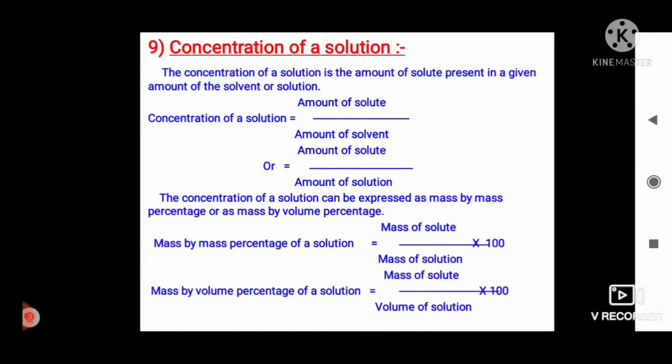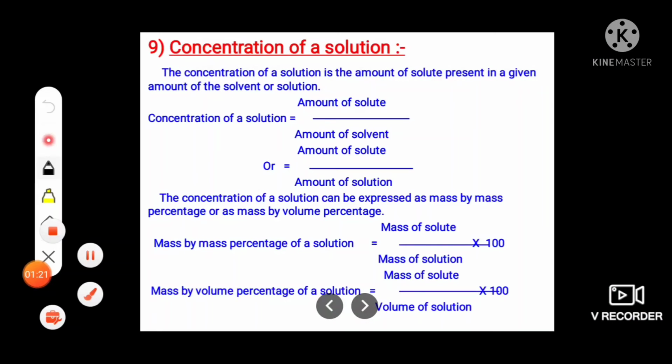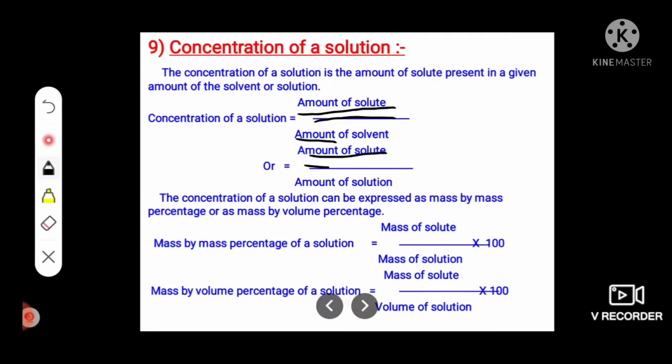Then what is meant by concentration of a solution? By definition, the concentration of a solution is the amount of solute present in a given amount of the solvent or solution. And the mathematical expression for calculating concentration of a solution equals amount of solute divided by amount of solvent, or amount of solute divided by amount of solution.